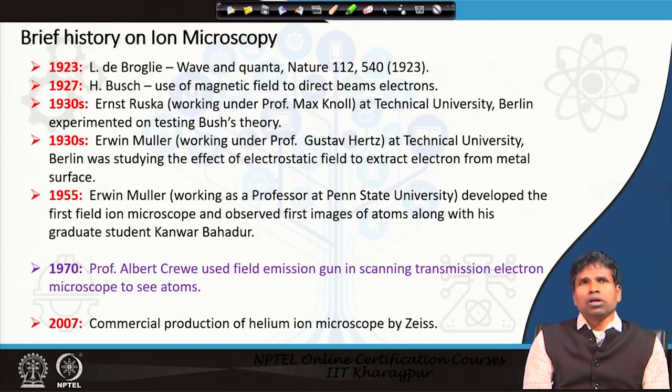Then another group in the same university, Professor Gustav Hertz, was investigating the emission of electrons from metal surfaces. In the scanning electron microscope, we have seen the field emission gun, where an electric field is applied to emit electrons from the surface of the tip. Particularly, Erwin Muller was studying that effect. These two works were done independently, separately. At a later stage, both of their works were combined in microscopic technique: the field emission gun is used in the microscope.